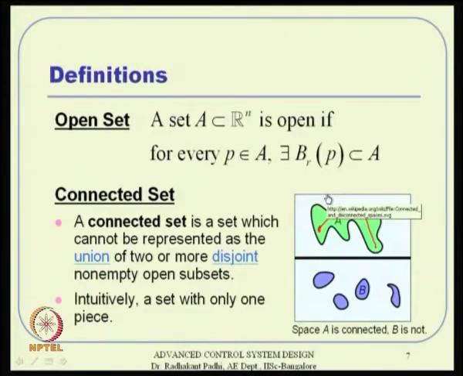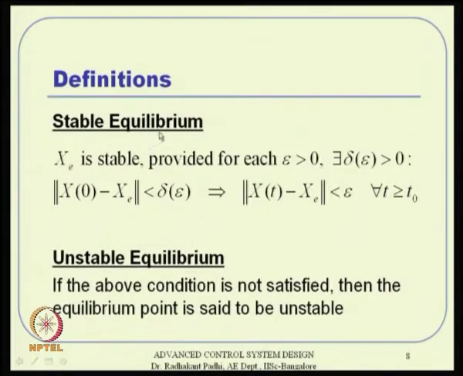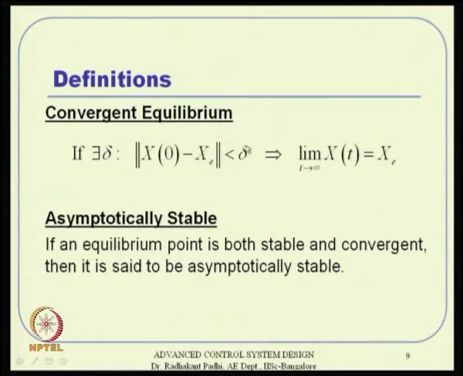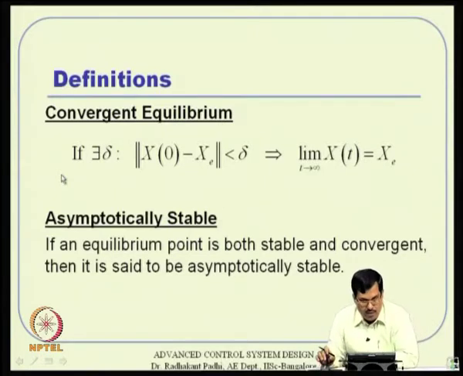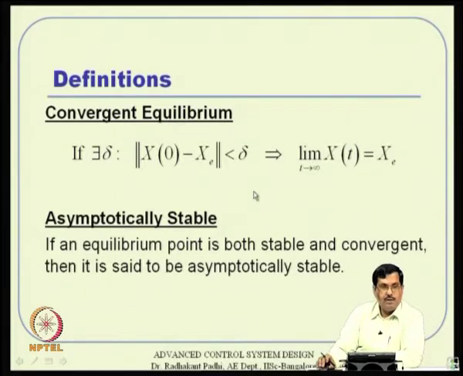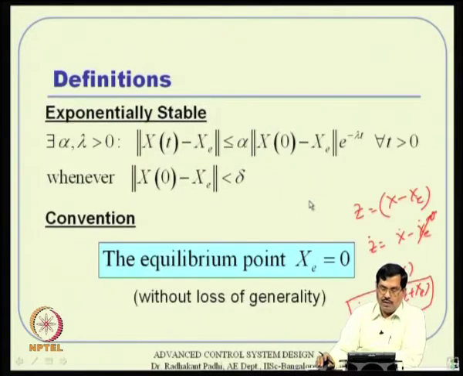Okay. Then we studied some of these definitions of open set, connected set, things like that. Then what is called stable, what do you mean by stable equilibrium, what do you mean by unstable equilibrium, what do you mean by convergent equilibrium, that means the system trajectory ultimately comes back to the origin, in between it can deviate largely. And if it happens to be both stable as well as convergent, then we call that an asymptotically stable equilibrium point.